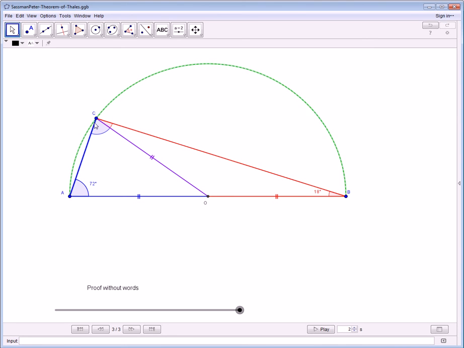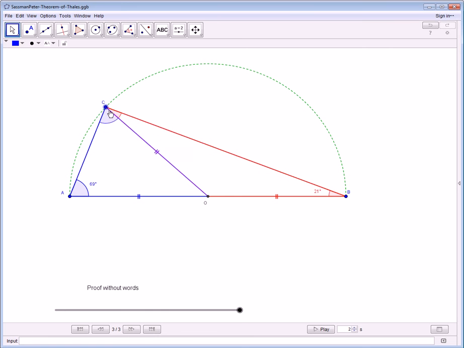So therefore, angle C will be the sum of this blue angle and the red angle. As we can see, 72 plus 18 will add up to 90 degrees. So in this configuration, angle C is 90 degrees.